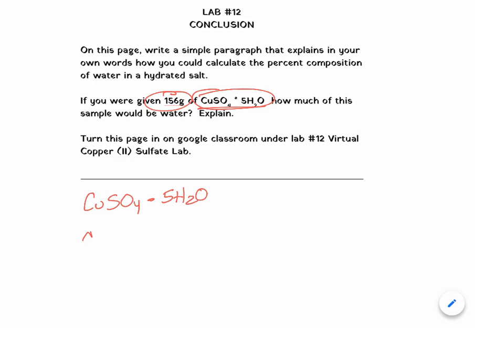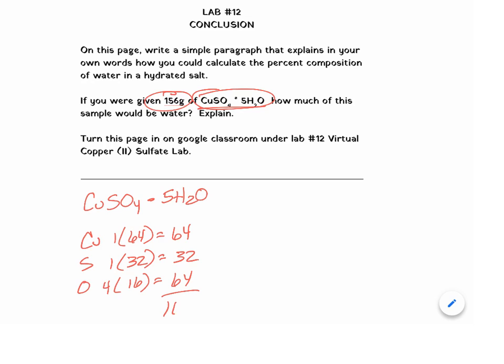Copper 2 sulfate: Cu, there's one of them, it weighs 64. The sulfur, there's one of them, it weighs 32. The oxygen, there's 4 of them at 16 apiece, that's 64. So this bad boy weighs 160 grams per mole.